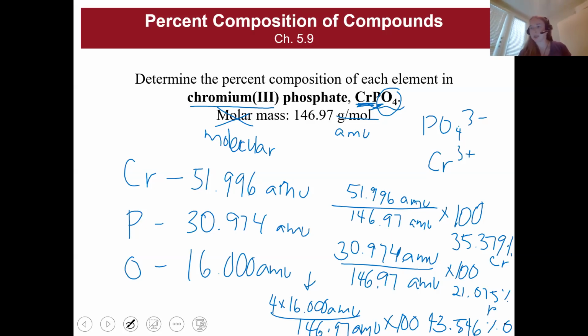Okay, so our answer is 35.379% chromium, 21.075% phosphorus, and 43.546% oxygen. Cool. All right, let's keep moving.